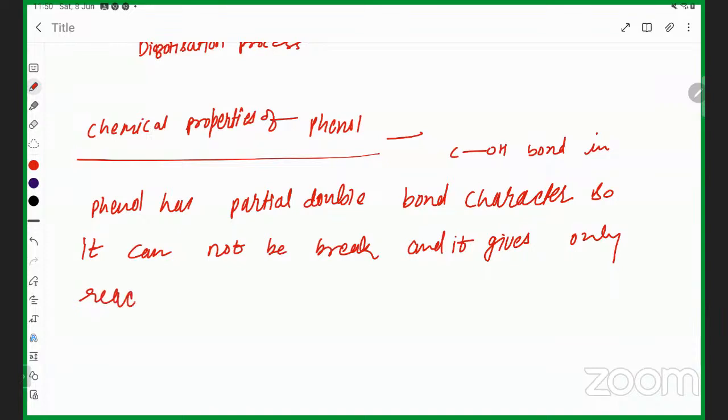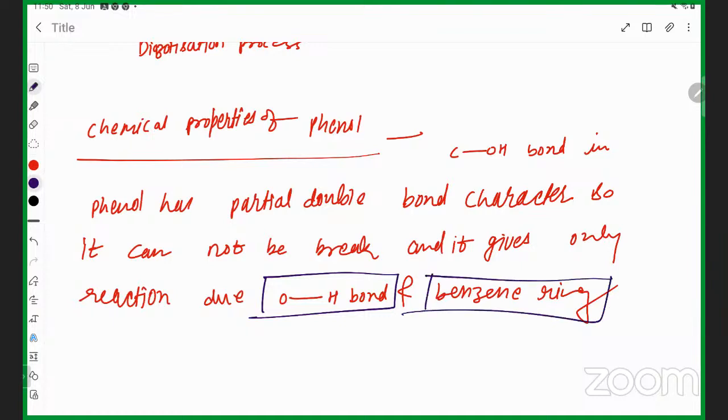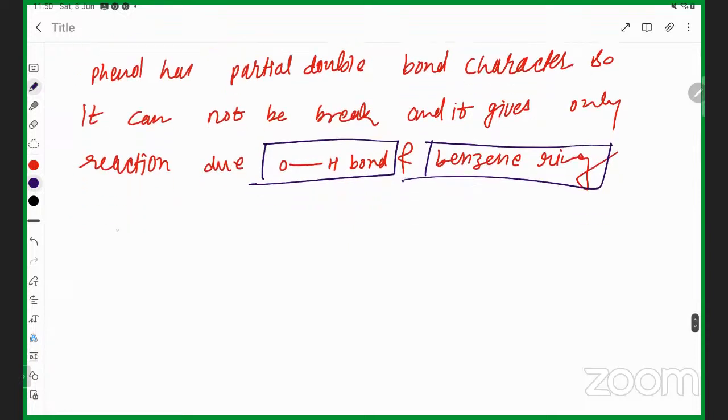reaction due to two factors: reaction due to the OH bond and the benzene ring. So it will give only the reaction due to the OH bond, and secondly due to the benzene ring. The reason is the presence of the partial double bond character. If you see, this is the phenol.